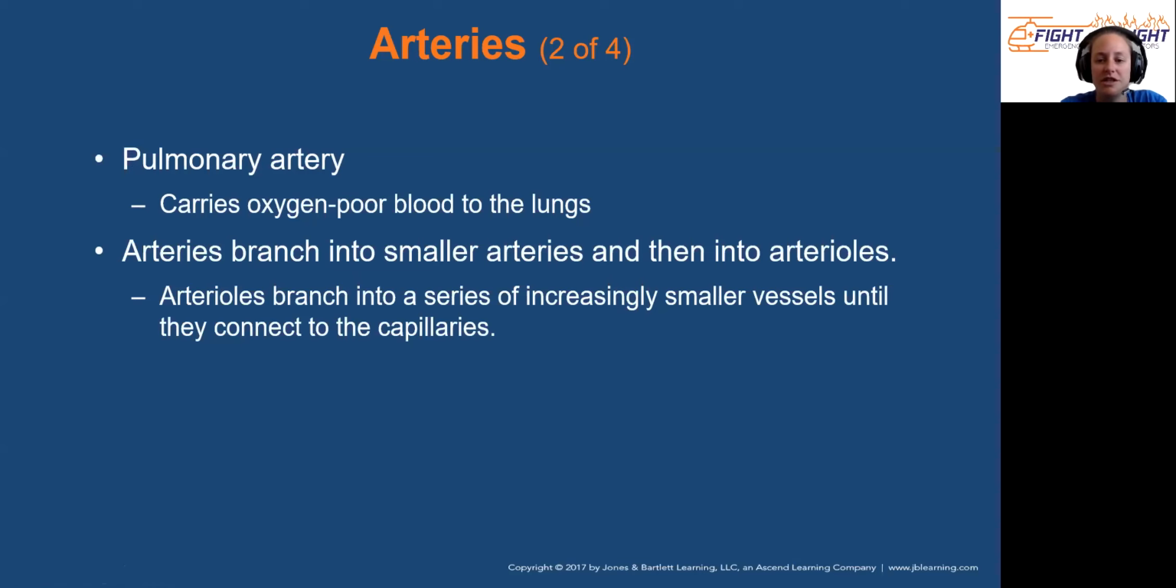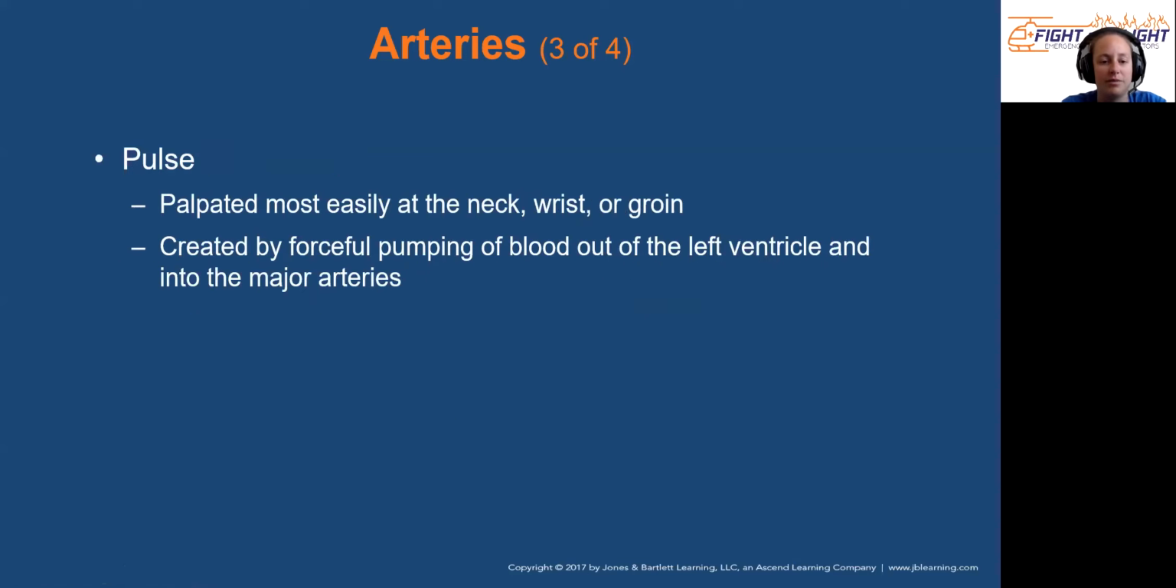We know those arteries get smaller and smaller until they become arterioles, and the arterioles eventually connect into those really tiny tubes called capillaries, where capillaries are laying over top of the tissue cells to exchange oxygen and carbon dioxide.